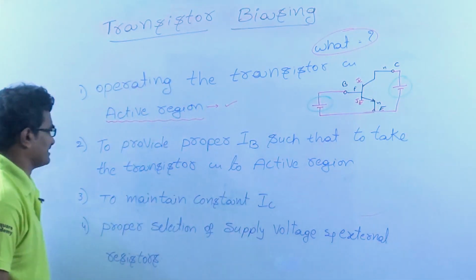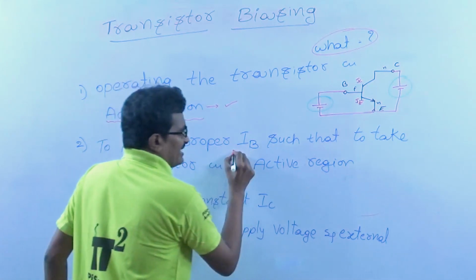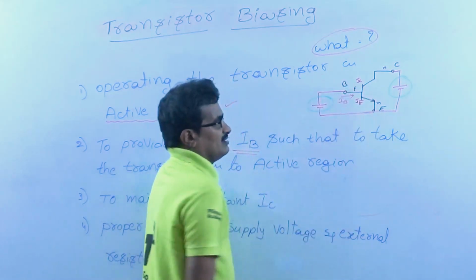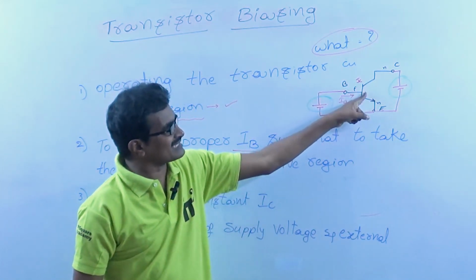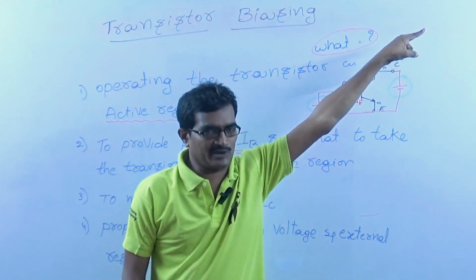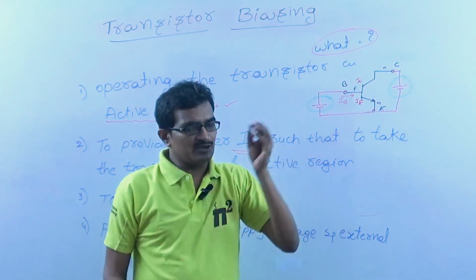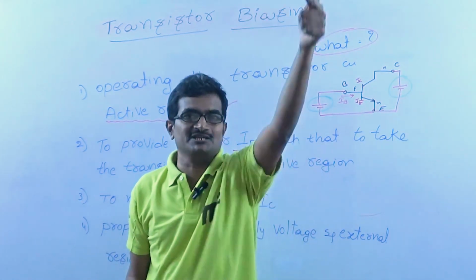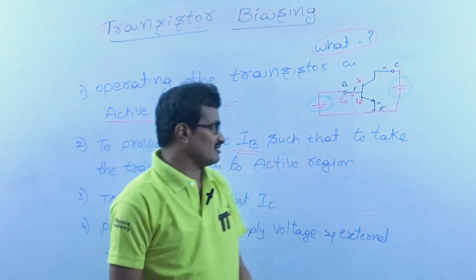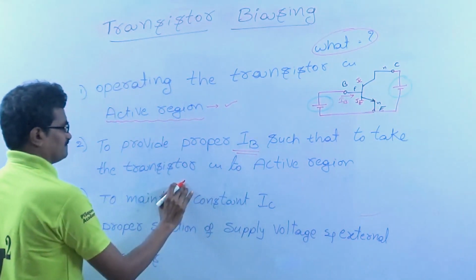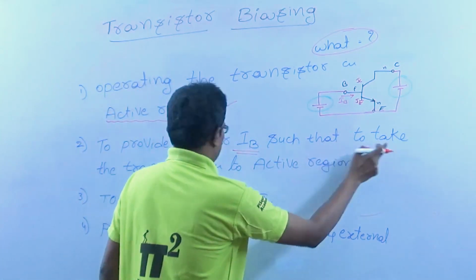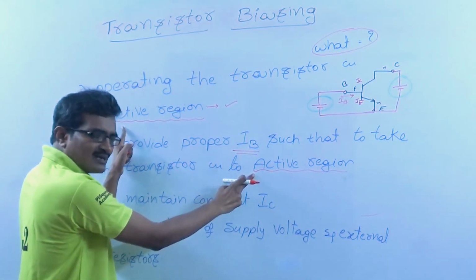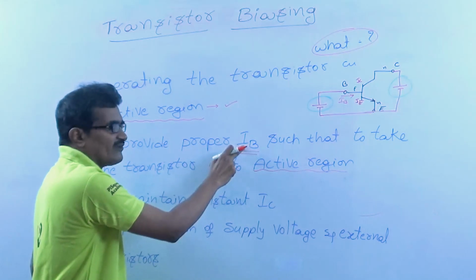Second one, to provide proper base current. See this, by giving this power supply I am providing some base current. Now this base current will take your transistor into active region. So whatever base current you are providing, you need to provide sufficient base current to take your transistor into active region. So that is biasing. See, IB such that it takes the transistor into active region. So in view of IB, I am defining active region.